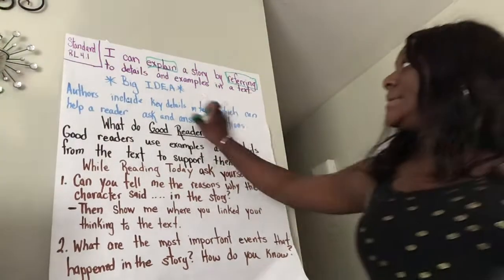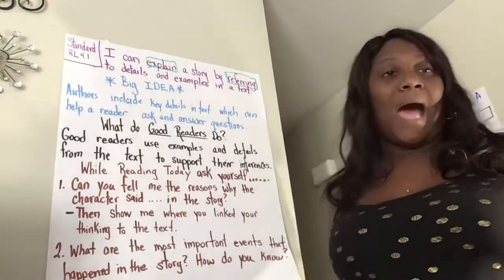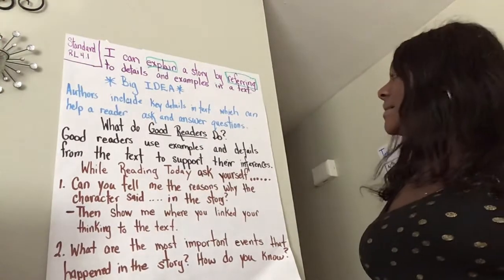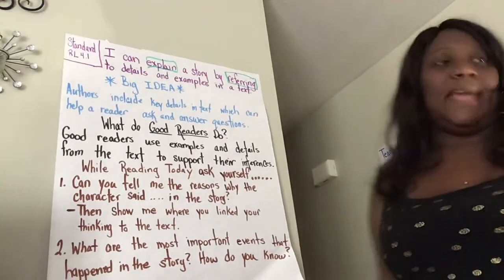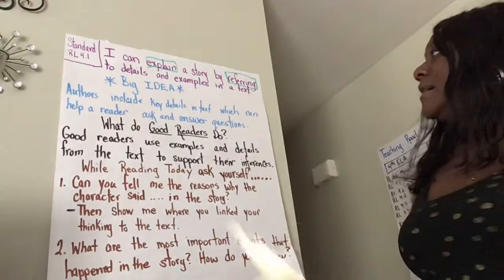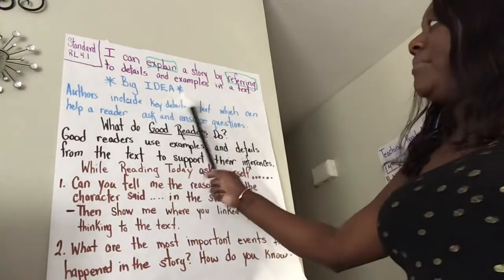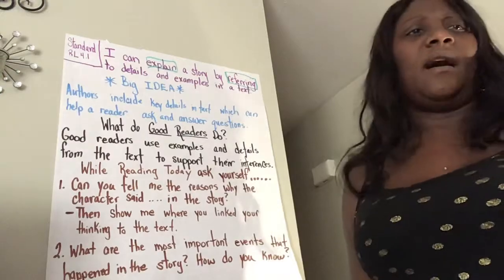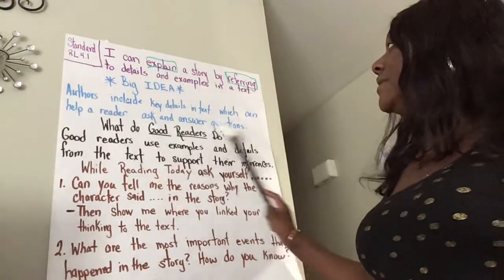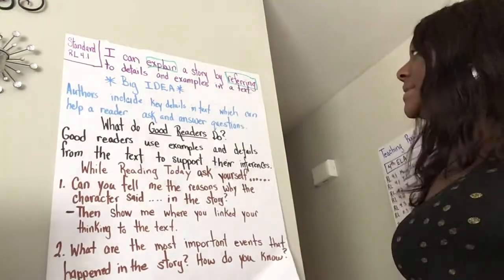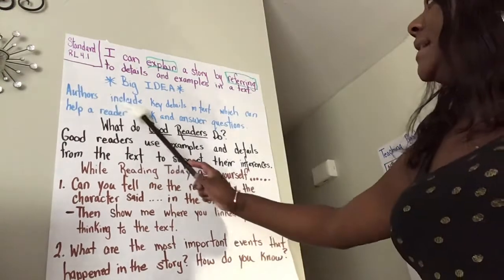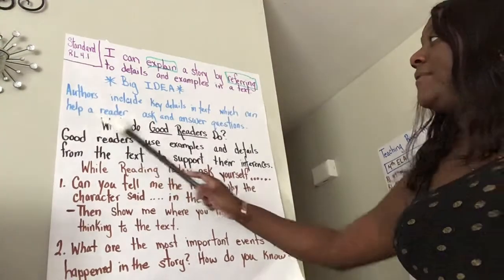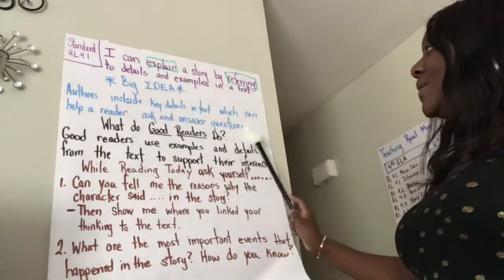Awesome. So let's get to our big idea. Authors include key details in text, which can help a reader ask and answer questions. So, if we're looking at this, and it's our big idea, authors, what do they want us to do? What do you think the authors want us to do based off of this selection right here, this sentence? Authors include key details in text, which can help a reader ask and answer questions.